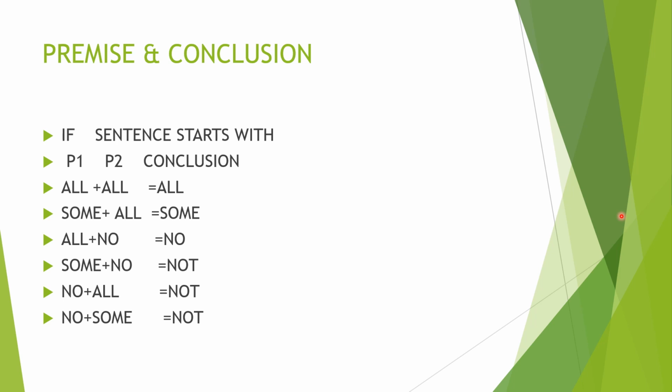So I think you are clear about what is a valid sentence. Now I think you are clear about how the sentences will come in the case of all and all, then all only, some and all, then some only, all and no, then no only, some and no, then not only, no and all, not only, no and some, not only. So how the P1 and P2 and conclusion are related is given in the best way.